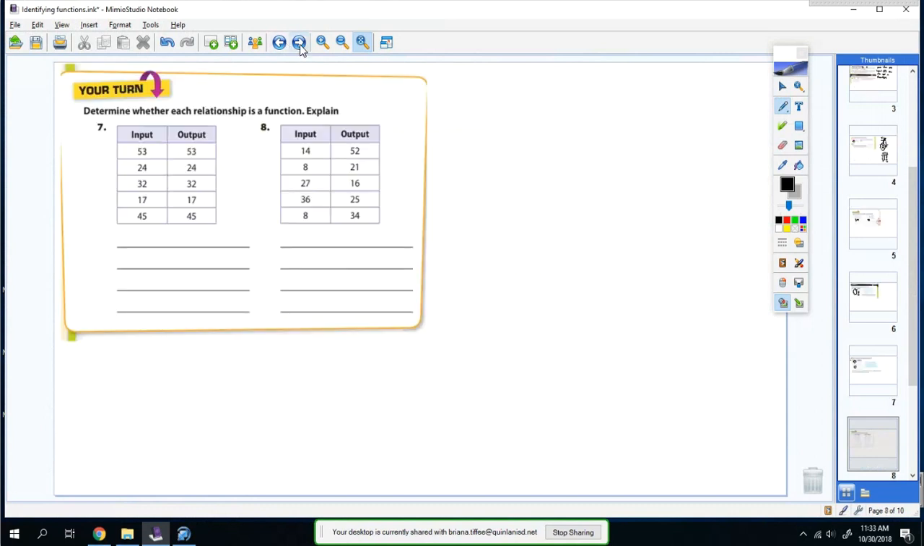Okay, so now you try one. Yes. And no, because the inputs are all the same. And these, they might equal the same thing, but that can still be a function. And so 7 is a function, and 8 is not because there's 2 inputs that are the same.